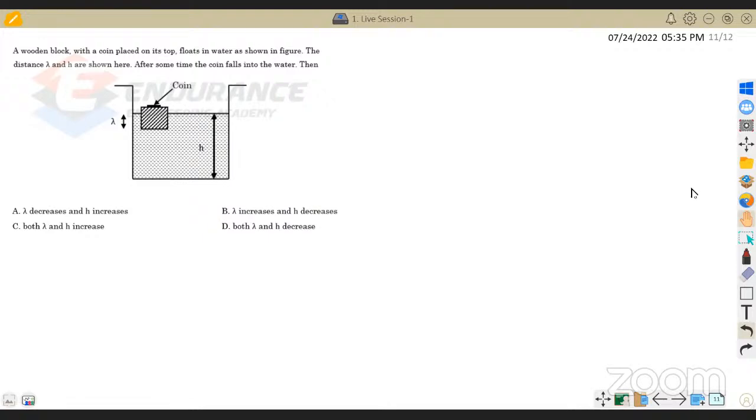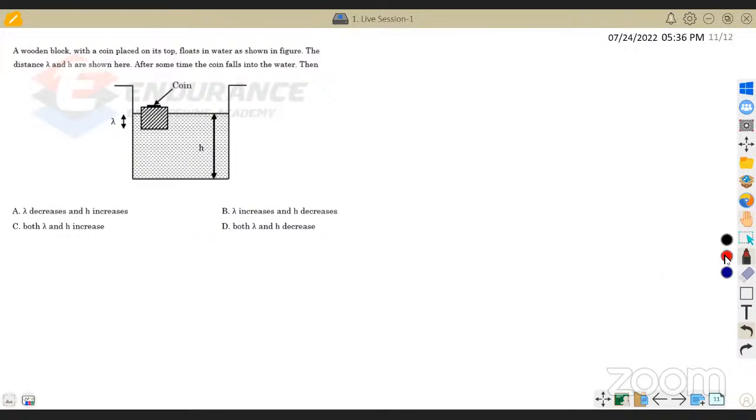Option A. Any others with any other answers? Any others means what? The remaining, whoever was there in the live. Yeah, any other answers? H increases. Okay. Right, right. Okay. H increases. Lambda decreases. So which means almost everyone is going with option A, right?